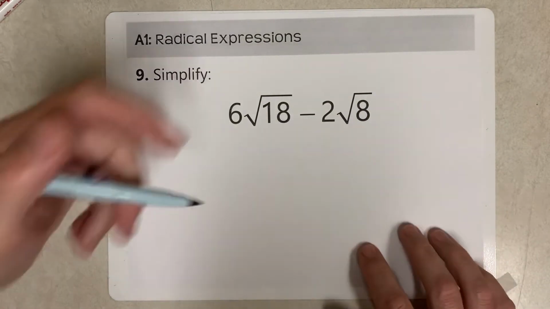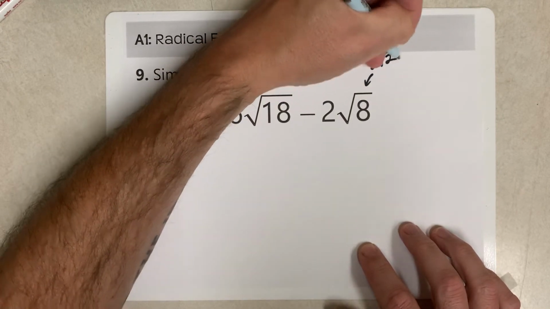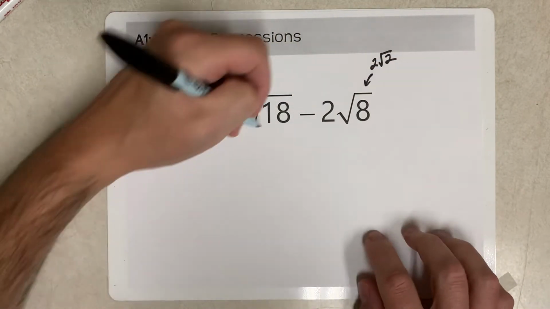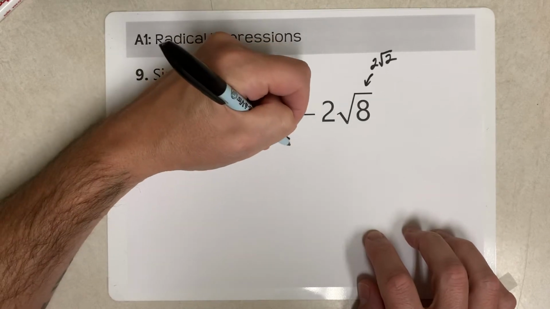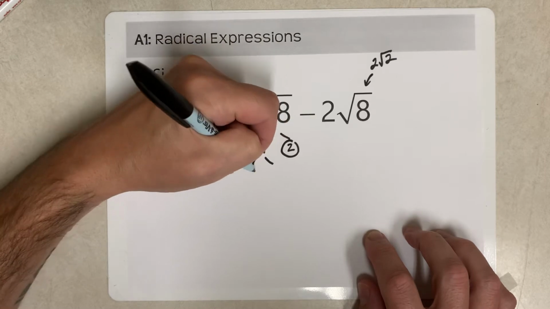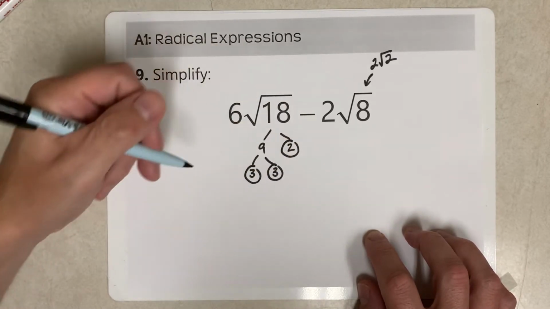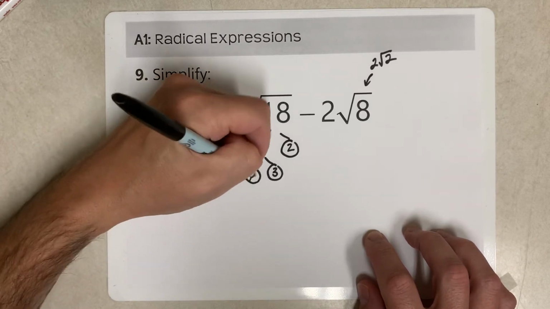All right, so we already know that root 8 is 2 root 2. Okay, but we don't know what root 18 is, so we have to break that down. That's going to be 2 times 9, and 9 is 3 times 3. So root 18 is actually going to be 3 root 2.